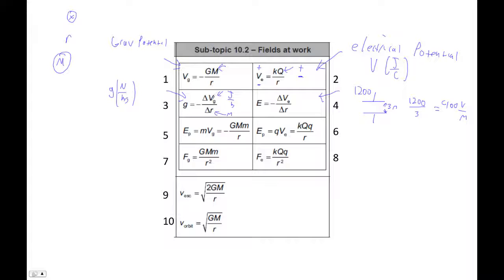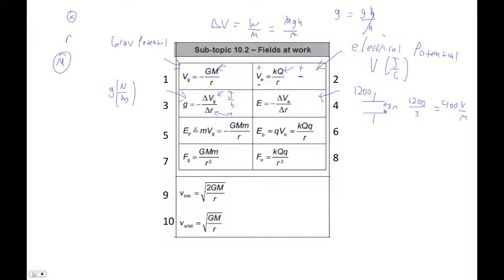And by the way, if I plug this in, change in V is really work divided by mass. The work is mgh divided by mass. And if I do that, I get gh. And so all this formula says is that g is gh over h. It's like, yes, it is true.